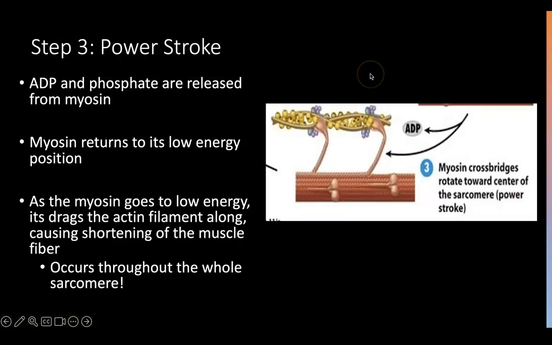So for step 3, this is the power stroke, and this is where ADP and phosphate are released from myosin. So myosin at this point is returning to its low energy state, which is really important because as the myosin goes from its high energy state to its low energy state, it drags the actin filament with it, and this in total shortens the muscle fiber. So it shortens those sarcomeres, brings the Z-discs in closer, and this happens all throughout the entire sarcomere because you have so many myofilaments. And this in general just causes the muscle contraction.